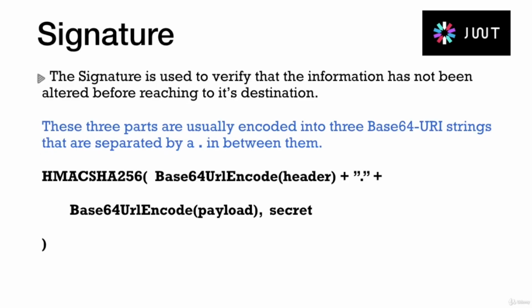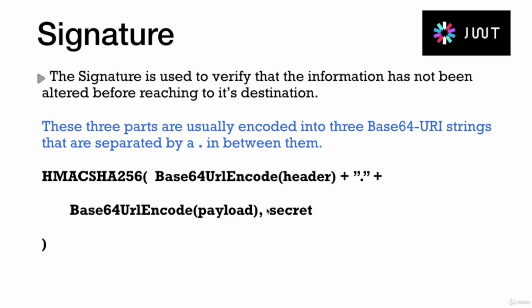The last part is the signature. The signature is used to make this JWT more secure and to verify that the information being exchanged has not been altered while reaching its destination. How will the signature be generated? The signature will be generated using the HMAC SHA-256 algorithm, where it will contain the base64 URL encoding of our header part, plus a dot, the base64 encoding of our payload, and a secret. This secret will be generated by our server.